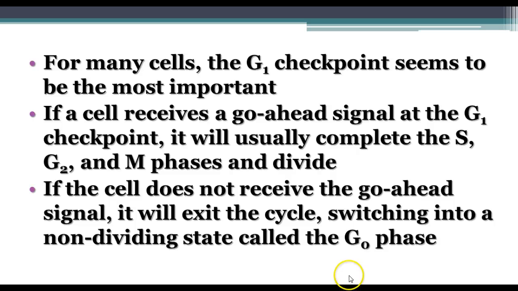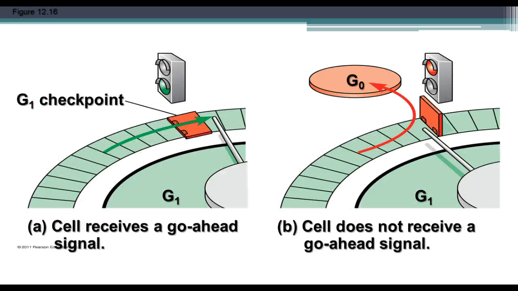For a lot of cells, the G1 checkpoint seems to be the most important. Most of the time when the G1 signal says go ahead, then everything else continues. If the cell doesn't receive that signal, it can enter a non-dividing state called the G0 phase, and this occurs in cells that don't need to actively increase in number, or are not growing a whole lot. There are some cells that stay in the G0 phase for years and years, like nerve cells. Don't need to really divide all that much. Muscle cells don't divide all that much unless they need to, unless a repair needs to be made somewhere along the way. So they'll stay in the G0 phase for quite a long time.